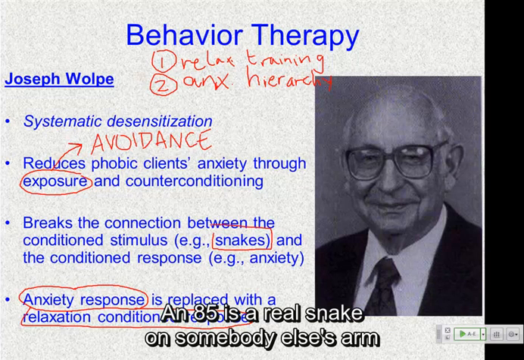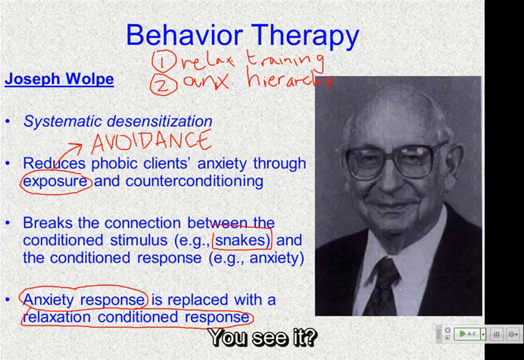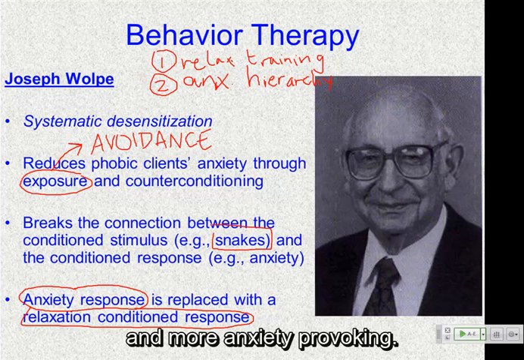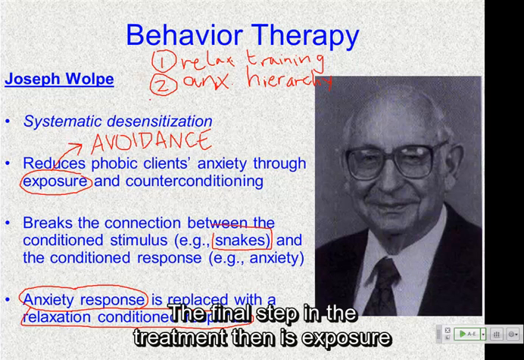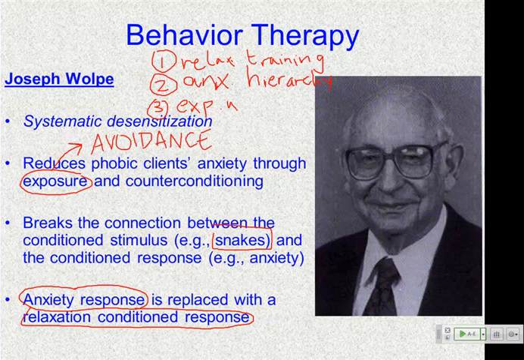An 85 is a real snake on somebody else's arm, and a 100 is a snake crawling up your arm. You see it? As you go up the hierarchy, it gets more and more anxiety-provoking. The final step in the treatment then is exposure with relaxation substituted in.